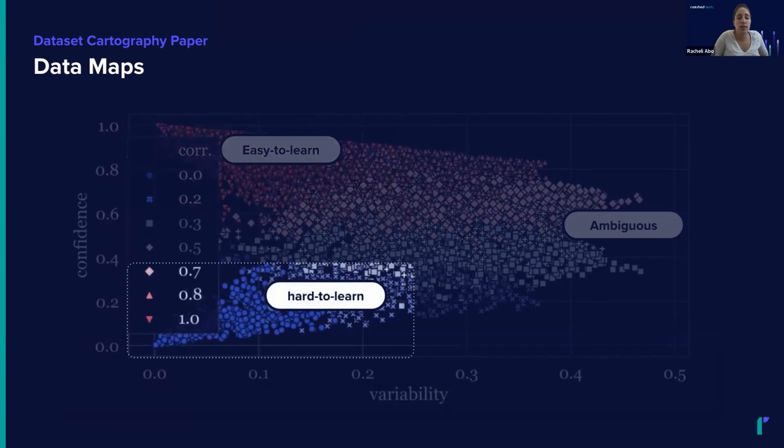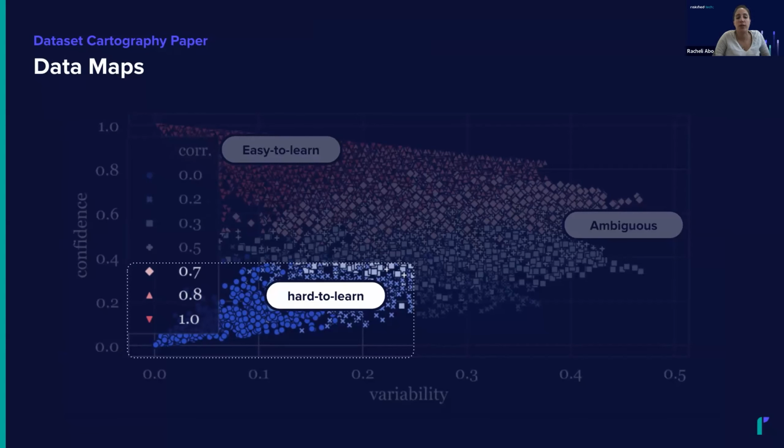Second area is the hard to learn. So here too, we see low variability, but confidence is low too. What does it mean to have confidence close to zero? It basically means that the model is pretty confident about its decision, but it's entirely mistaken. According to the article, what we will see in this area is mainly noise, bad labeling, or samples that are too complex, edge cases that the model was not able to learn and probably won't be able to learn in the future.